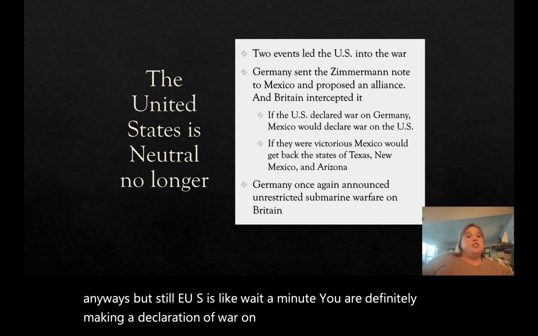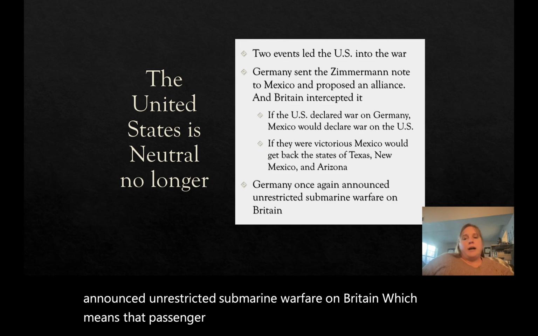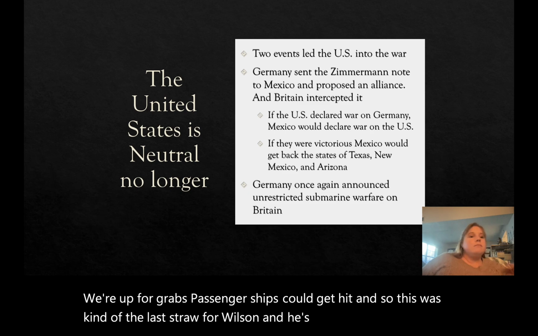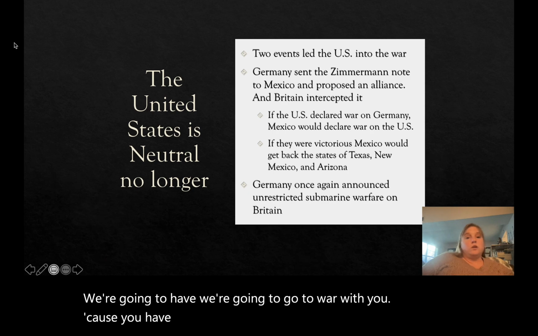And then Germany once again announced unrestricted submarine warfare on Britain, which means that passenger ships were up for grabs. Passenger ships could get hit. And so this was kind of the last straw for Wilson. He's like, that's it. No more. We're going to go to war with you, because you have essentially challenged us to war.